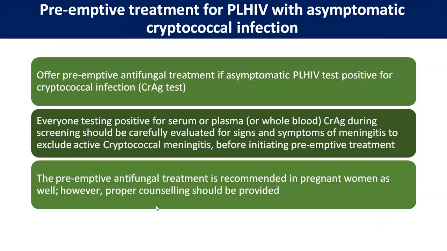Offer preemptive antifungal treatment if an asymptomatic patient tests positive for cryptococcal infection. So, antifungal treatment is preemptively started in asymptomatic HIV patients, irrespective of their CD4 count status. Everyone testing positive for serum or plasma CrAg during the screen should be carefully evaluated for signs and symptoms of meningitis. The preemptive antifungal treatment is recommended in pregnant women as well. However, proper counseling should be provided.